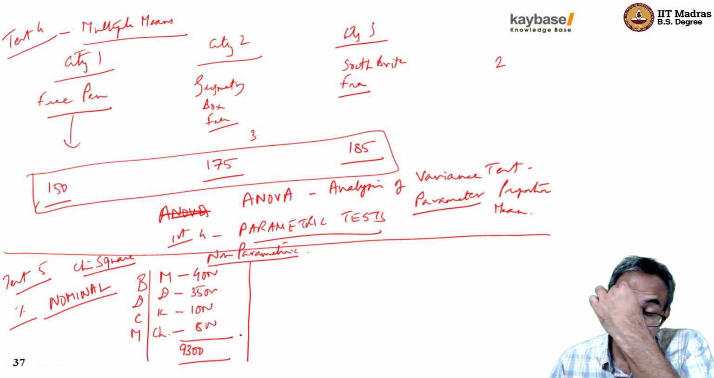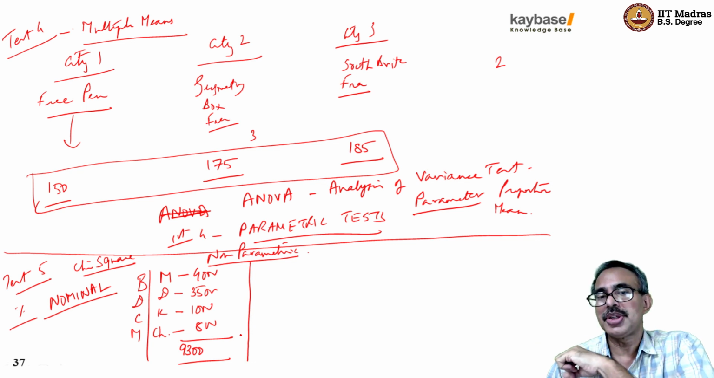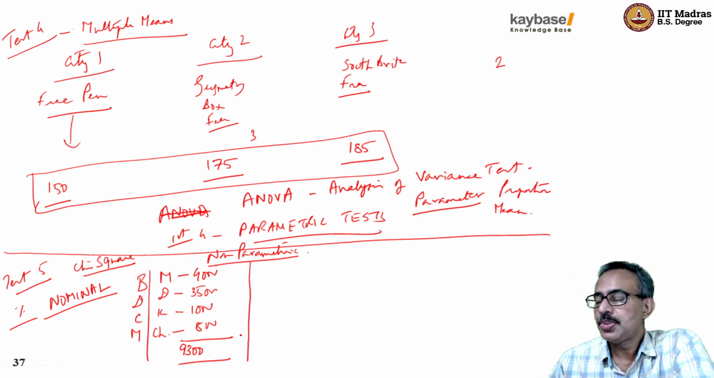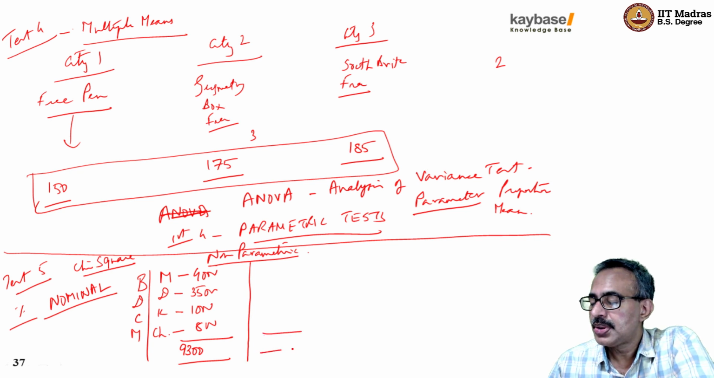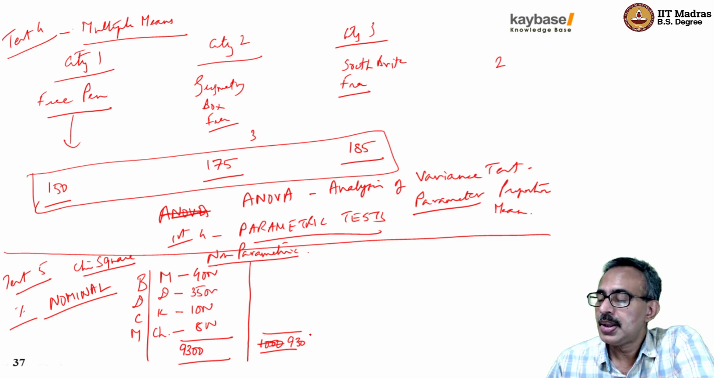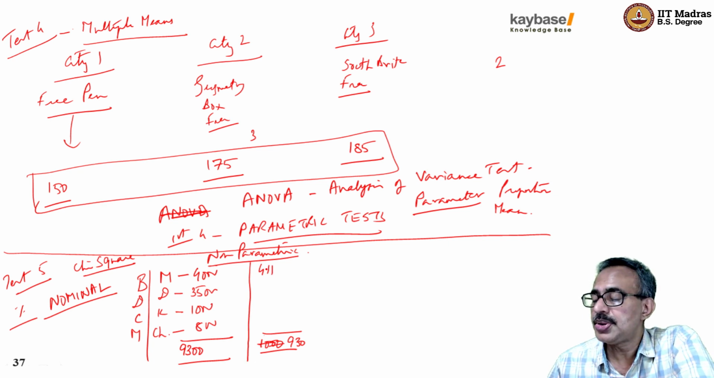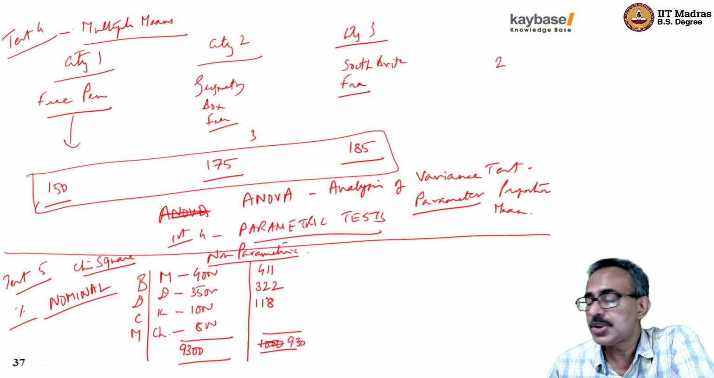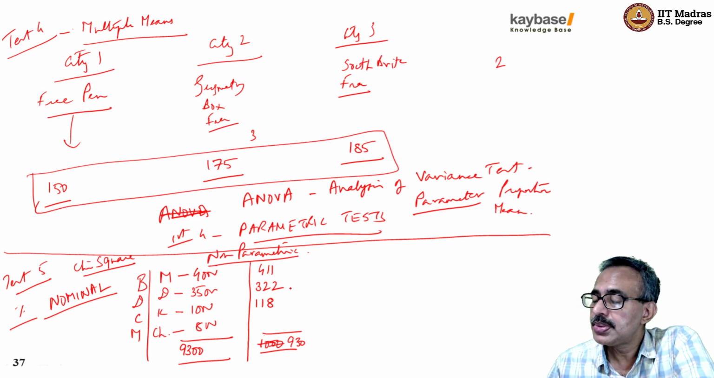So now we do a sample. We do a random sample of these people. Okay? And we take a random sample of about 1,000 people. Or let's just say we take 930 people to make our job a little easier. In this random sample, we find that we have 411 Bombay customers, 322 Delhi customers, 118 Kolkata customers, and we have Chennai customers. I hope my maths is correct.